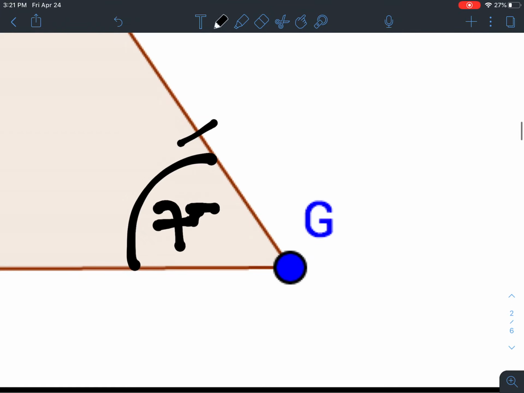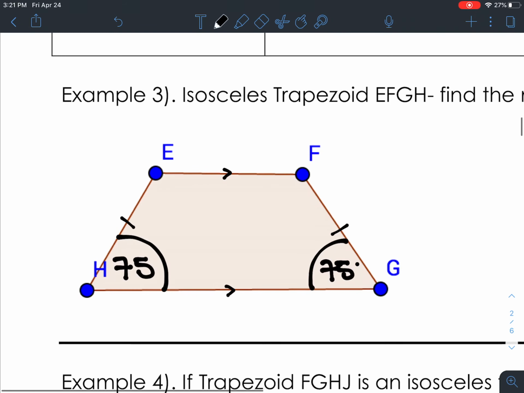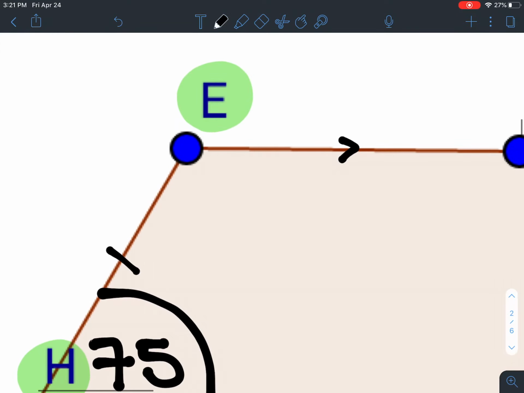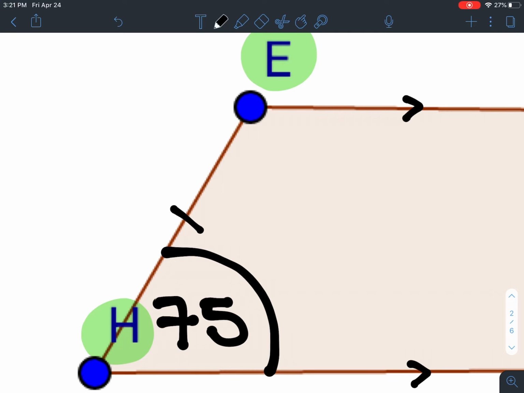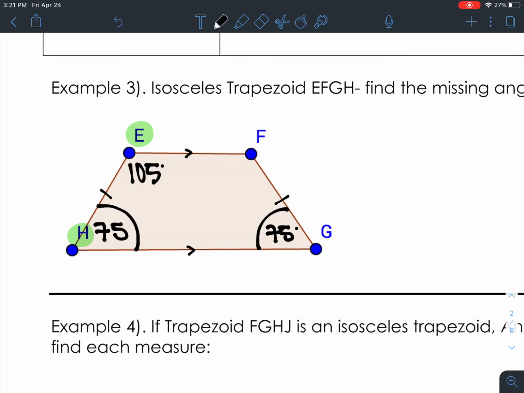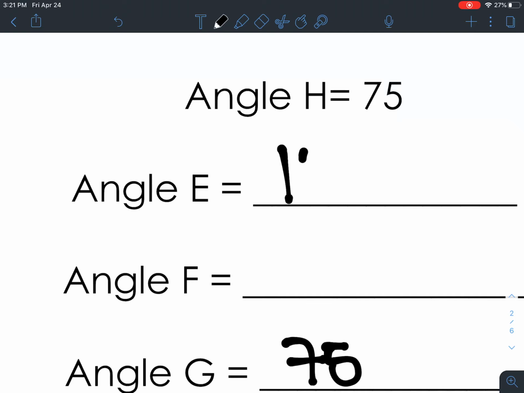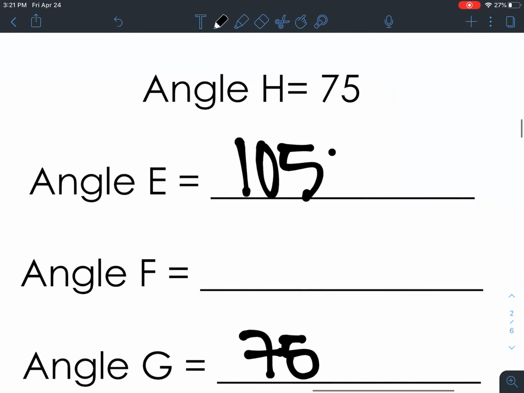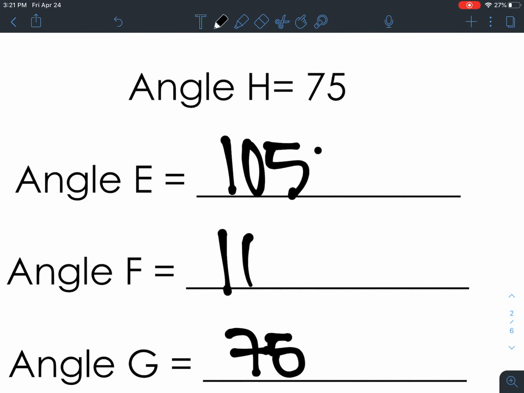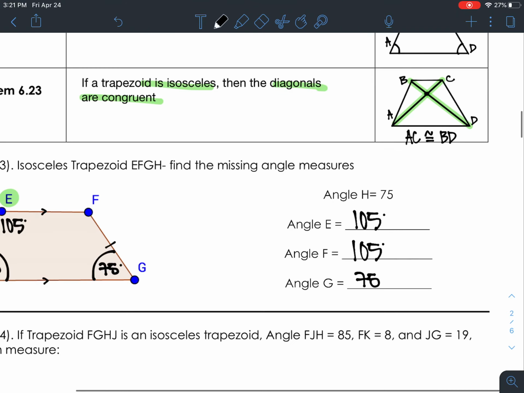So how does that help us get E and F? What type of angles are H and E? They're same side interior, which means they're supplementary, so you would do 180 minus 75 to get that the missing angle E is 105 degrees. And because E and F are base angles, and it's isosceles, they have to be congruent, which means that angle F is also 105 degrees.